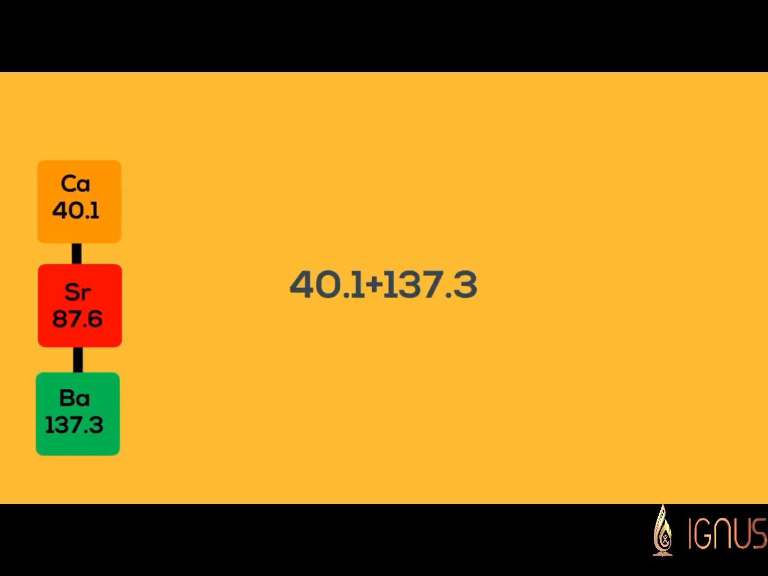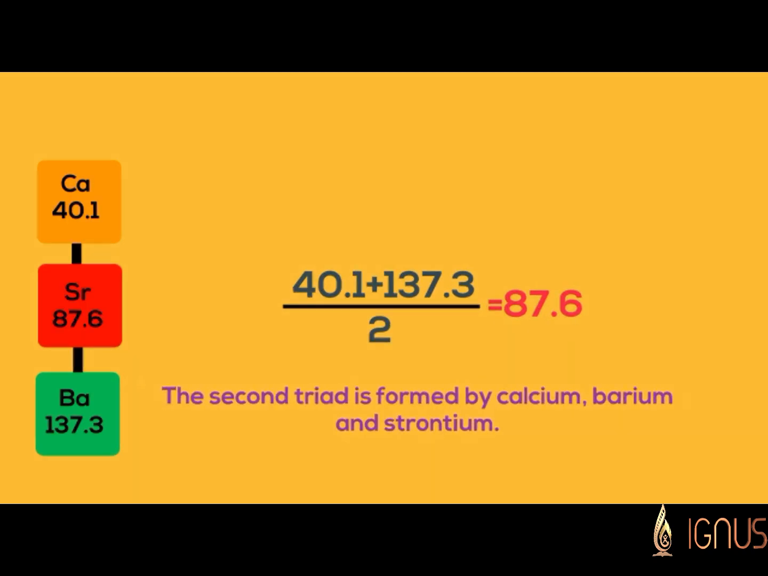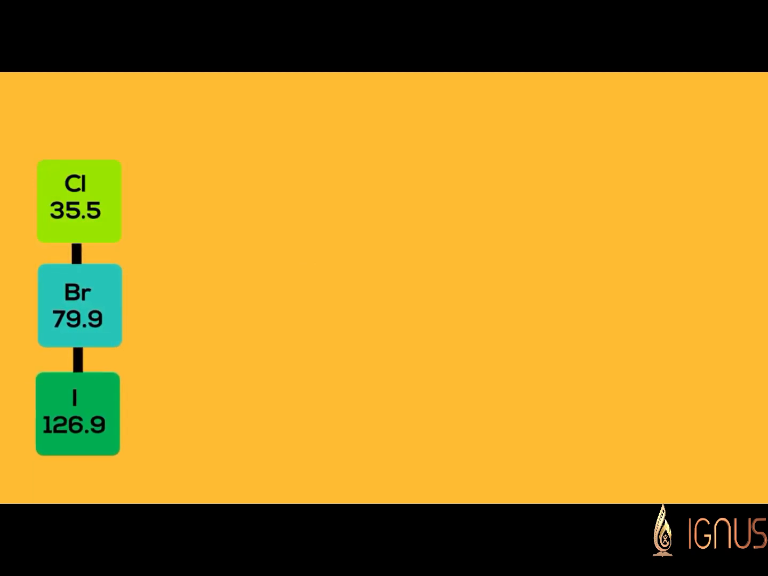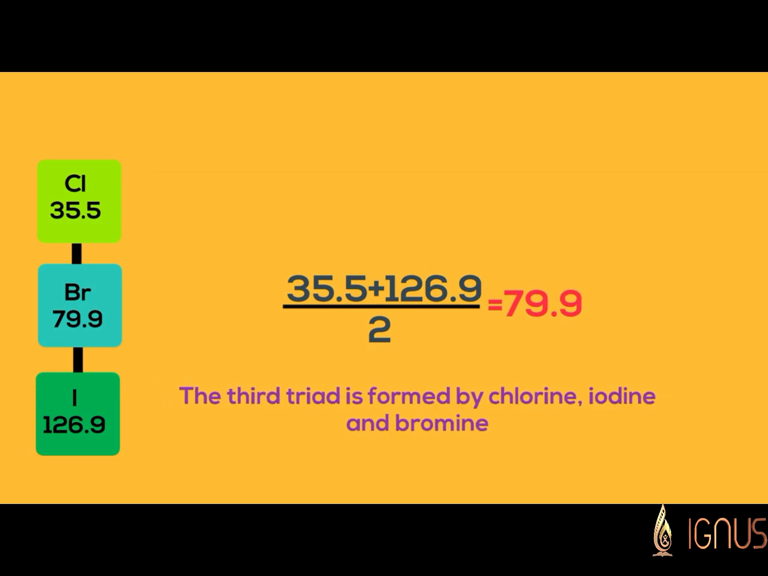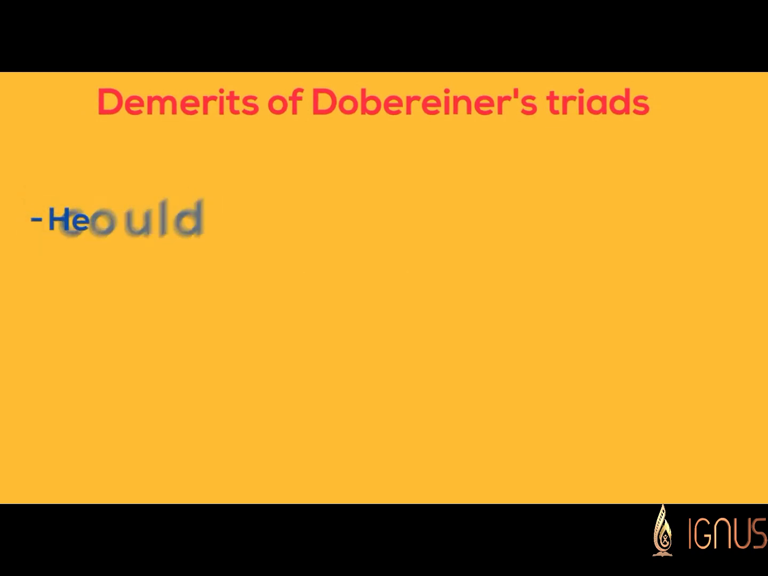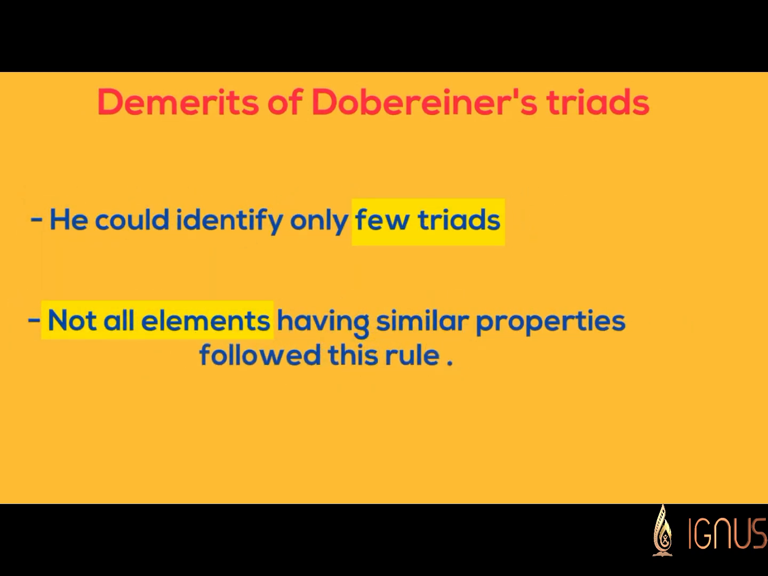Similarly, in the second triad, the atomic mass of strontium is equal to the average of the atomic masses of calcium and barium. Similarly, the third triad is formed by chlorine, bromine and iodine. He could identify only a few triads, and not all elements having similar properties followed this rule.